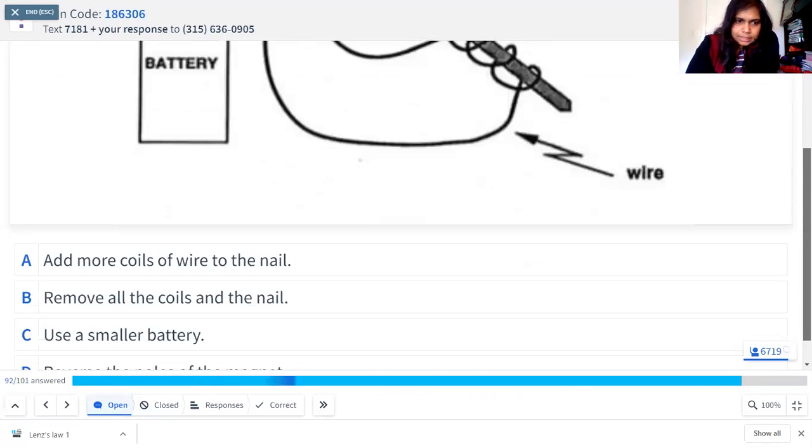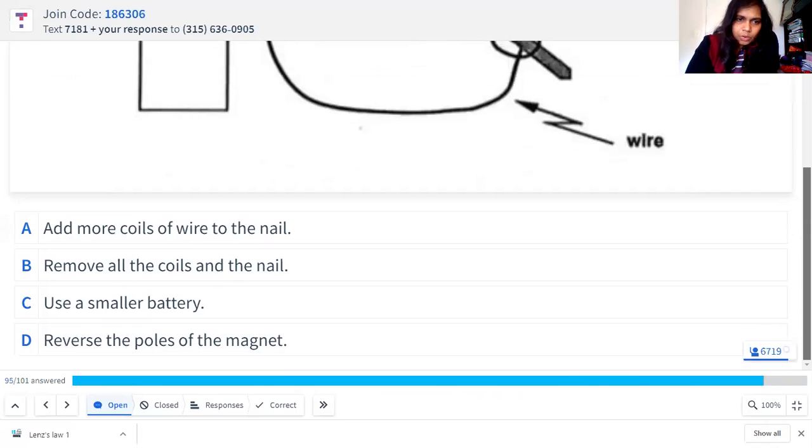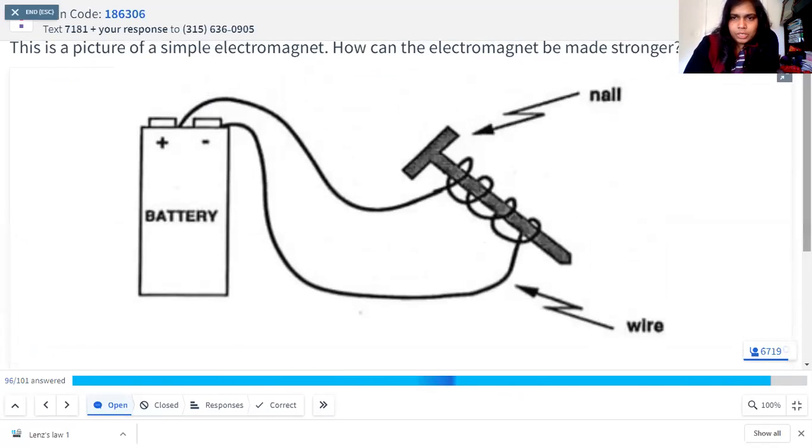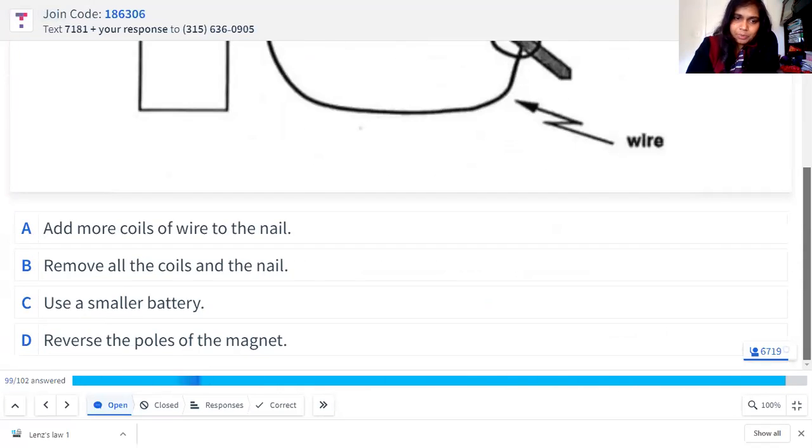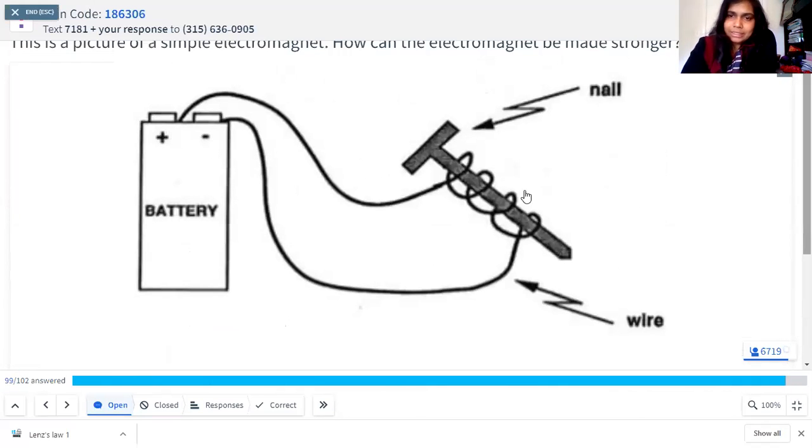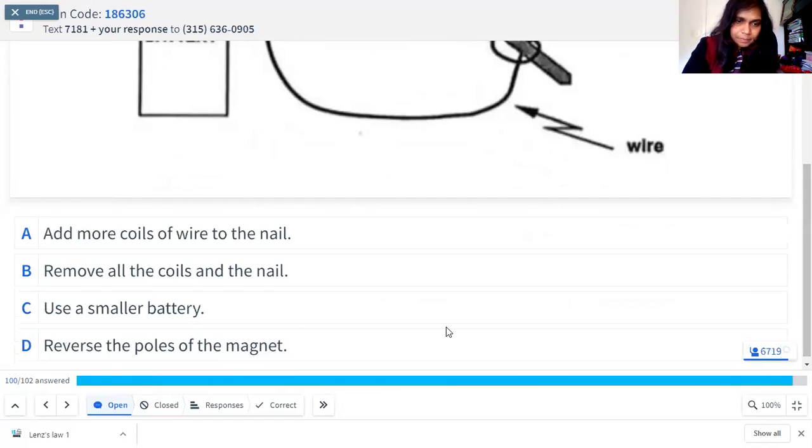All right, so the answers given are: add more coils of wire to the nail, remove all the coils and the nail, use a smaller battery, reverse the poles of the magnet. Okay, so in this picture, there's no magnet, but we have a nail and a wire and a battery. So there's nothing to do with a magnet here. Reverse the poles of the magnet, but I do not have a magnet here to reverse the poles. So we are going to create a magnet by using the wire, nail, and a battery. All right, so let's look at your responses.